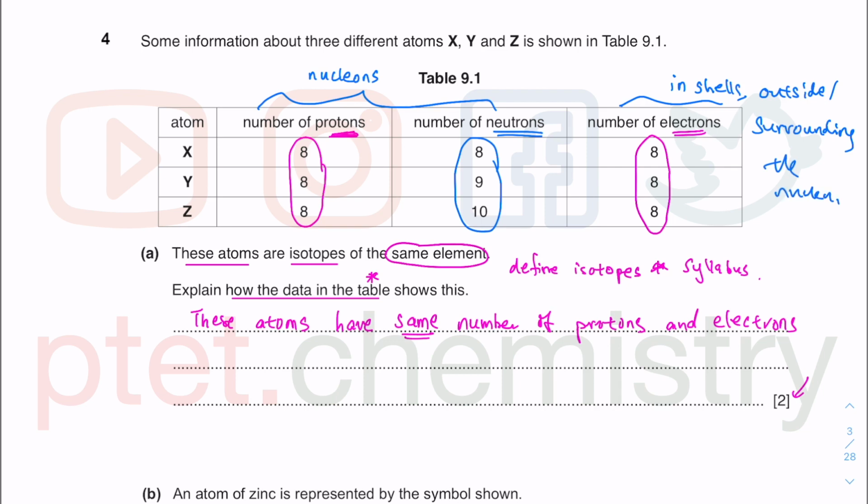So what happened is, these and these have the same number. These neutrons are different, so a different number of neutrons. So do not confuse how many you have with where you can find them. Be very, very careful. You don't want to lose the 2 marks at all. So let's get started on this thing.